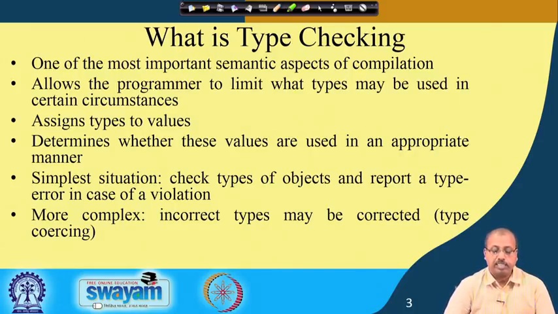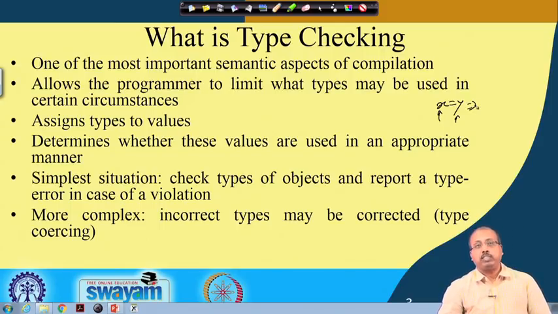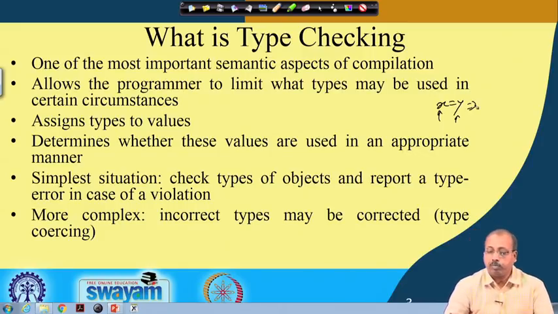The simplest situation is this: check the types of objects and report a type error in case of a violation. As I was saying, you check the types of individual identifiers as they occur, and if you find some problem, such as writing x equal to y where the types of x and y are not the same, then this is a type mismatch. A strongly typed language will not allow these type mismatches, so that is an error. The compiler should flash an error that there is a type mismatch at such and such line.